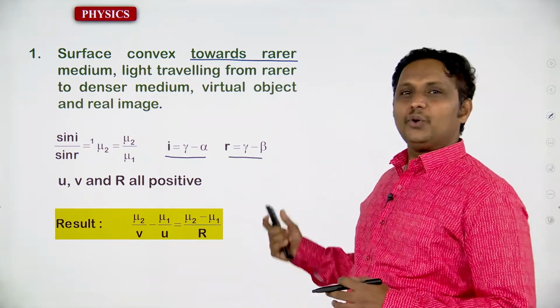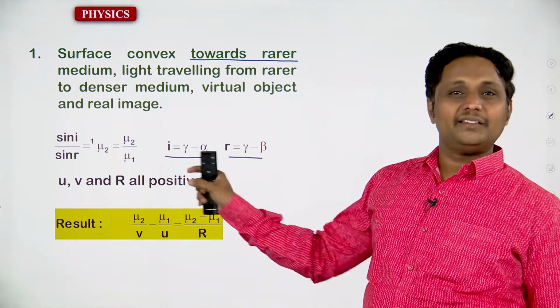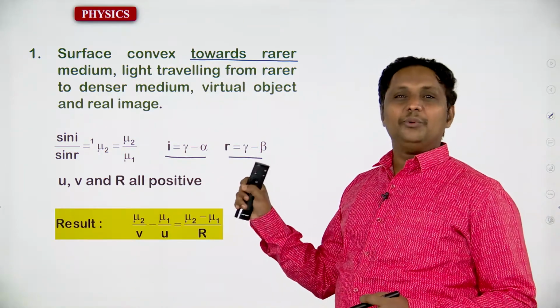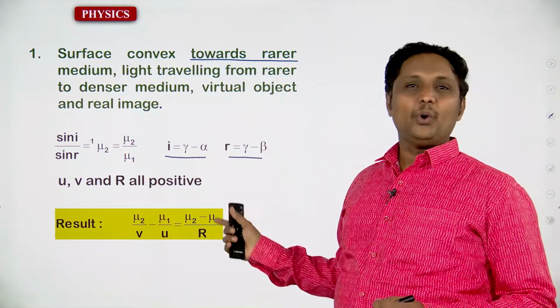So in this case you have identified that the refracted light ray cuts the principal axis at I, but what happened, you have to confirm that the object is going to appear in the wrong position.